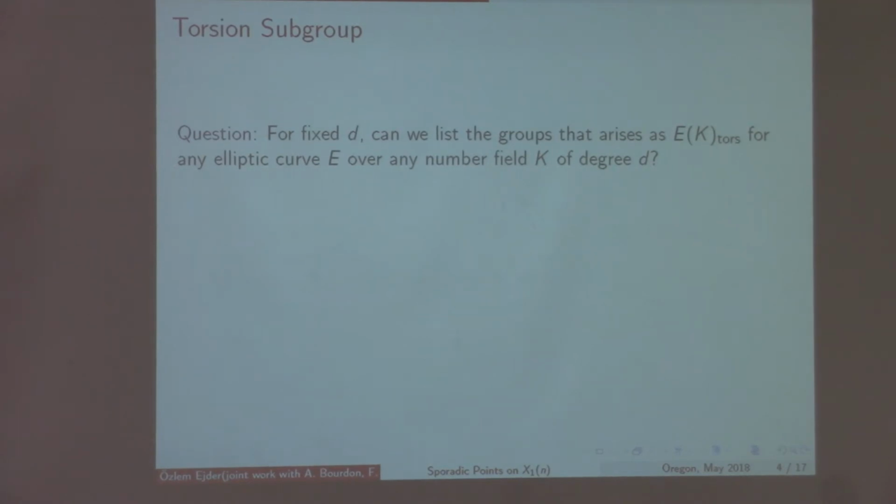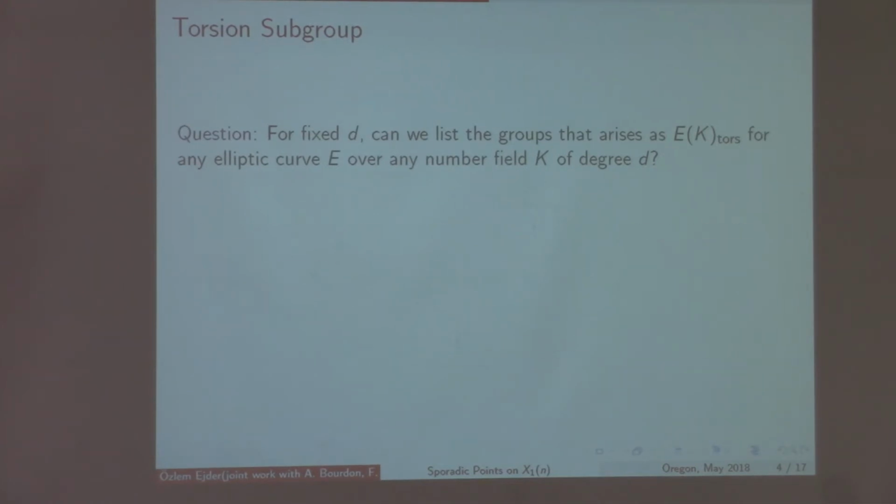All right, so then naturally we can ask the following question: if I fix an integer d, what can I say about the torsion subgroups of elliptic curves over any number field of degree d? The elliptic curve can be any curve here, and the number field can be anything, I'm only fixing the degree of this field. So what can we say about it?